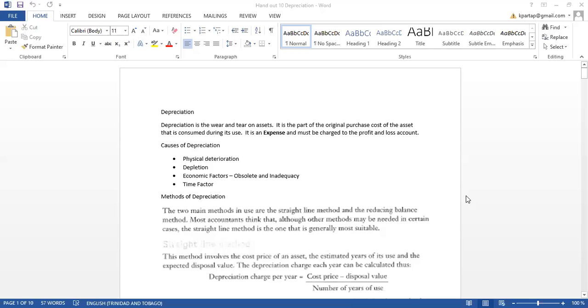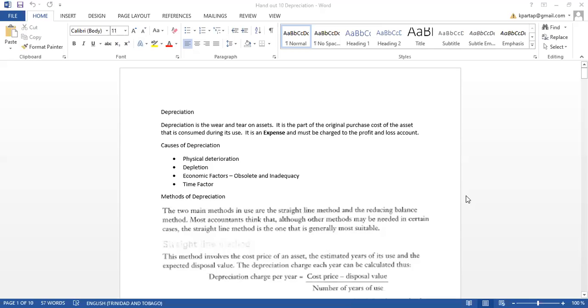So it is an expense and it must be charged, as all expenses are, to the profit and loss account. This morning we looked at the trading account where we were able to calculate your gross profit. In the profit and loss part, we start from gross profit, put all our expenses, add them up, and subtract them from the gross profit to come up with your net profit, right? So our depreciation expense will go in that list as well.